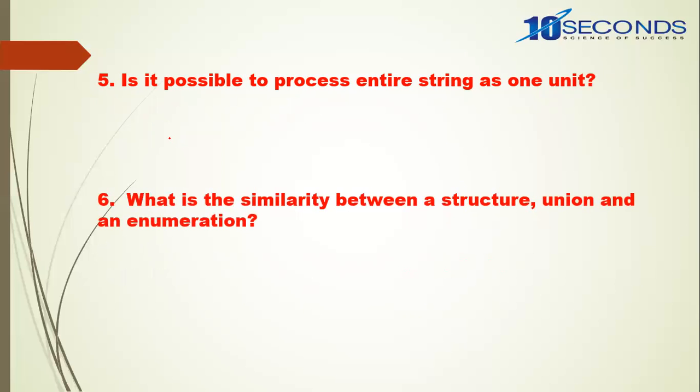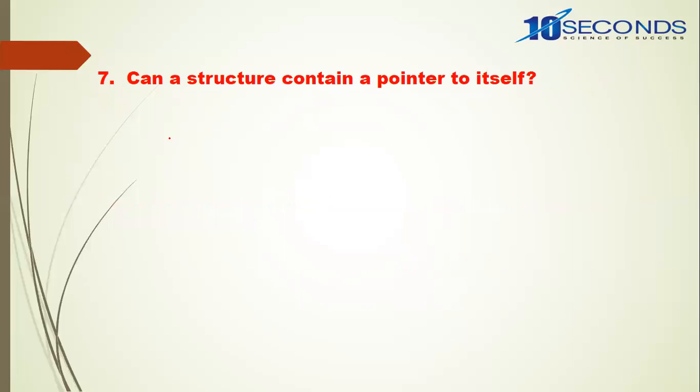What is the similarity between a structure, union, and enumeration? All of these allow the user to define his or her own new data type. Can a structure contain a pointer to itself? Yes, it is possible. Those types of structures are called self-referential structures.